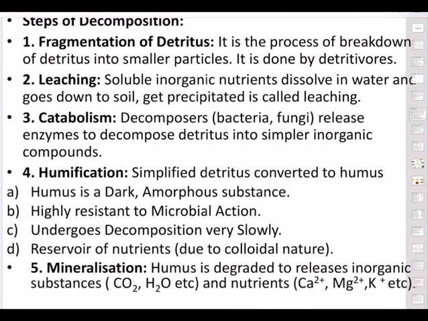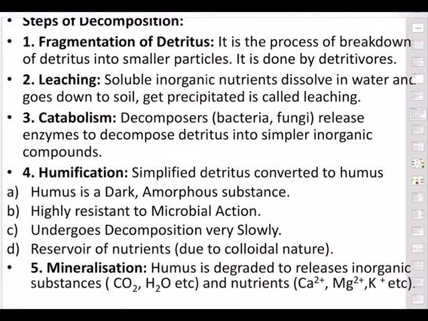Humification, formation of humus, the most important one. In any ecosystem, humus must be present. Without humus, soil is not fertile. So simplified detritus is converted to humus. Humus is a dark amorphous substance, highly resistant to microbial action, and undergoes decomposition very slowly. It is a reservoir of nutrients. That is the most important thing. That's why humus must be there in the soil. Reservoir of nutrients. And mineralization, the last one.